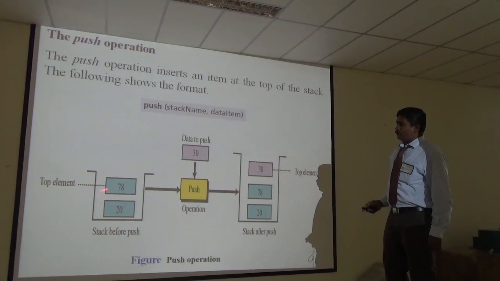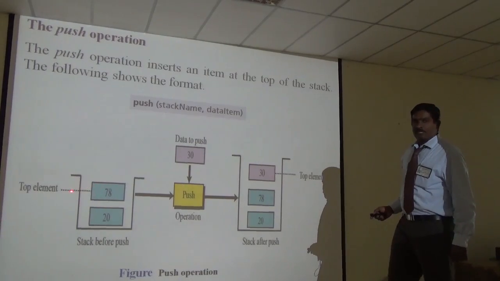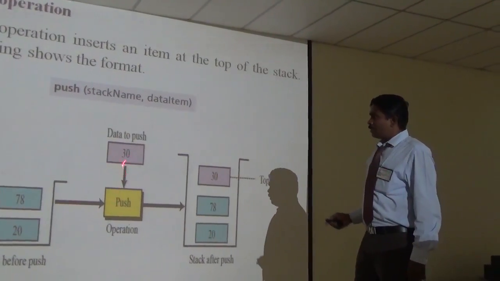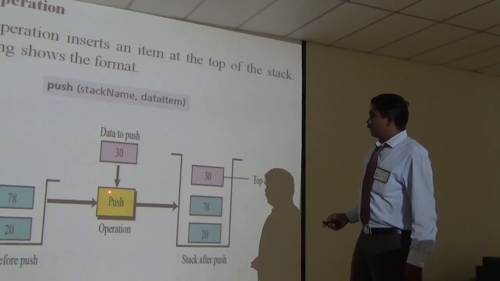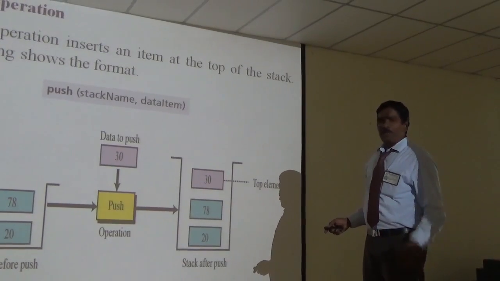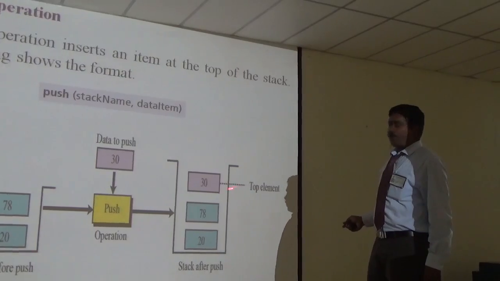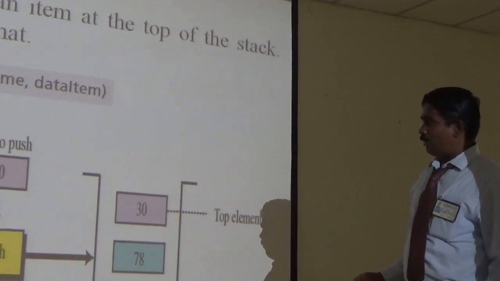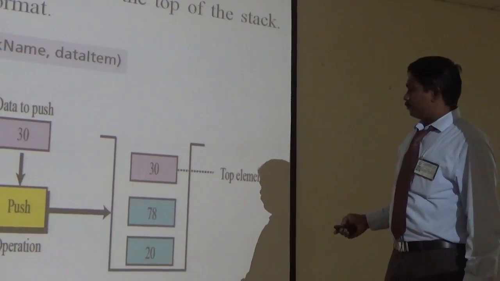Before the push, the stack has two elements, 20 and 78. The top element points to 78, which is called the stack pointer. Then we add the new element 30. Whenever you add an element into the stack, which is called a push operation, the top is incremented by 1, top equals top plus 1, and automatically the stack pointer is incremented. Now the stack consists of three elements after inserting 30: 20, 78, 30.